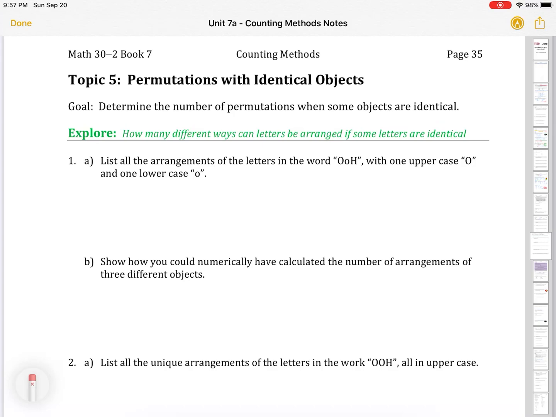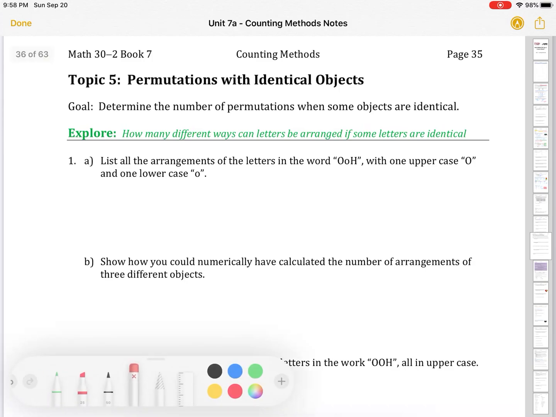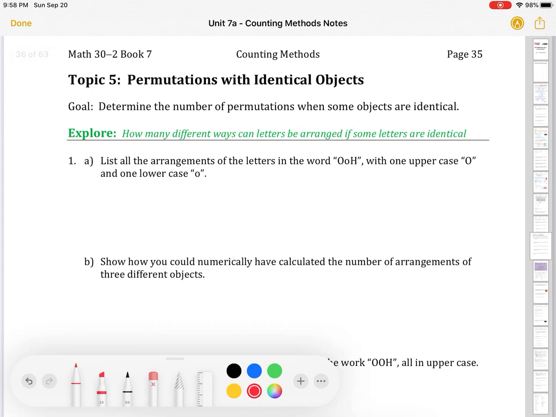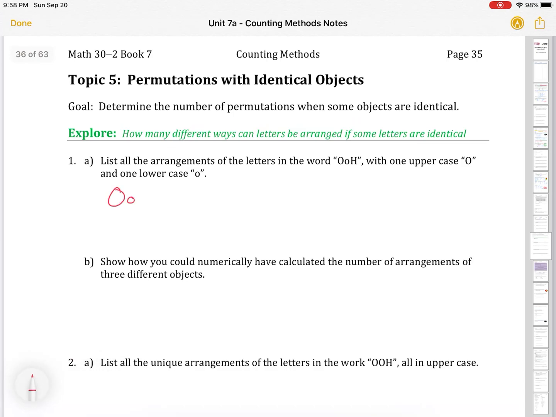Hi. So here we're doing permutations with identical objects. What happens to a permutation when we have objects that are the same? So far we've just been looking at objects where we have all different arrangements. But something happens when we have objects that have the same features. So we're going to explore how many different ways letters can be arranged if some letters are identical.